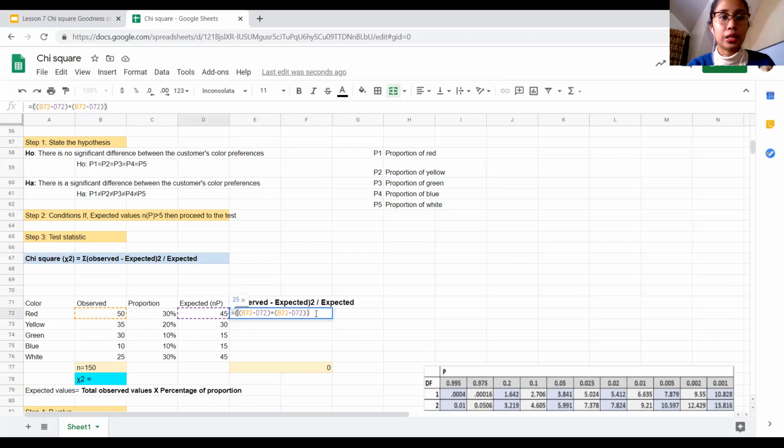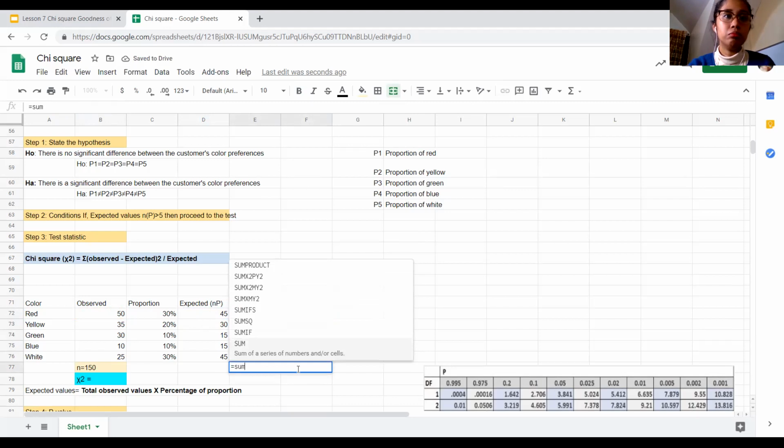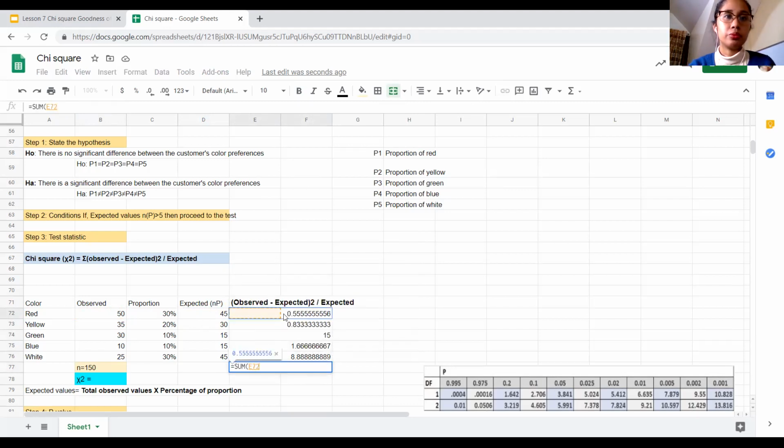Don't forget the parentheses, class. Ako, may dadali kayo, class. Pag kulang yung parenthesis, pag diretso nyo lang, divided by expected values. And ha, please. So, yan. Tapos, i-drag down nyo lang. Yan. Tapos, class, just simply get the total. So, sum of this one.